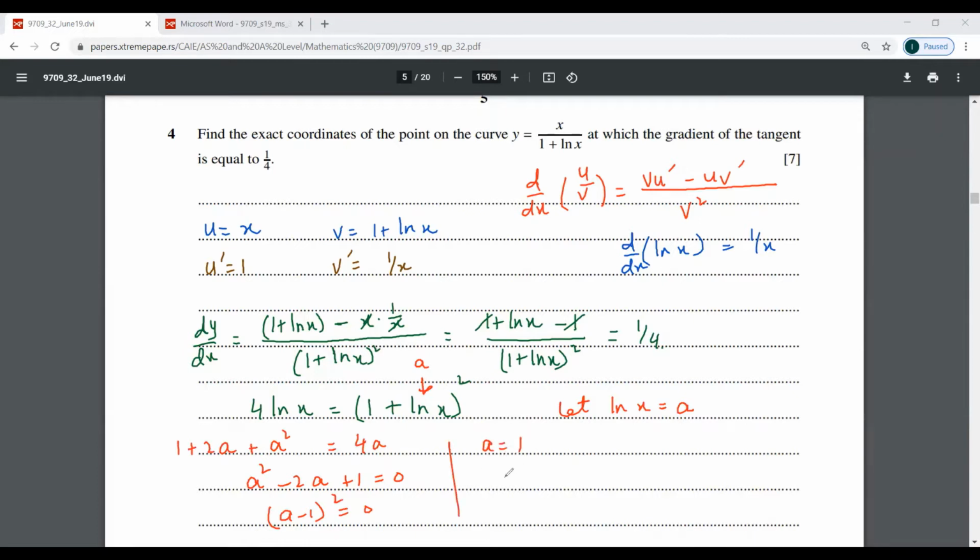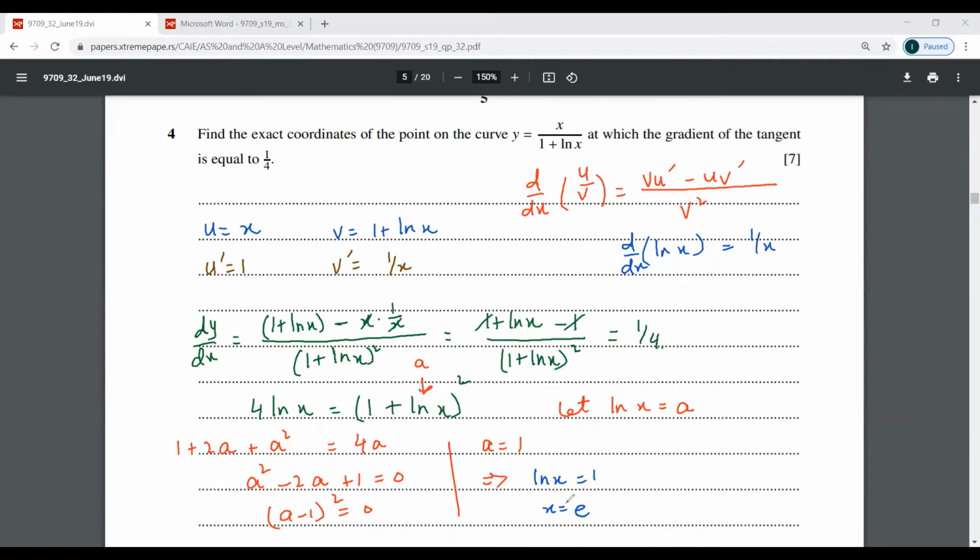When a equals 1, this means that ln x is equal to a. Putting this a back as ln x, ln x is going to be 1. So x is going to be ln inverse of 1. Ln inverse of 1 is e to the power 1, and that is simply going to be e.